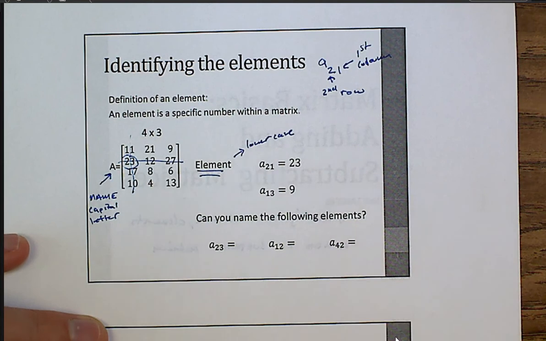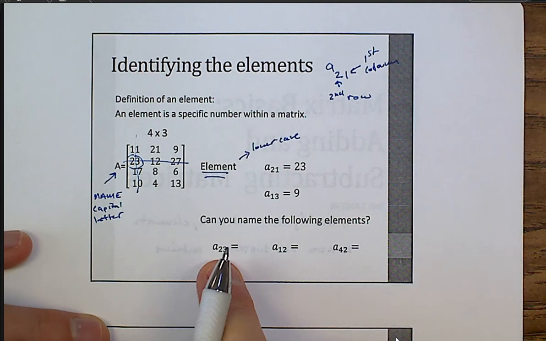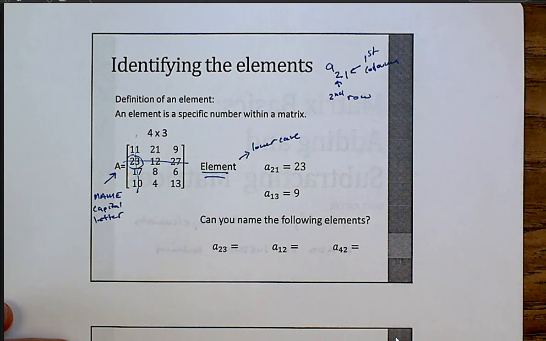Why don't you go ahead and hit pause and try A sub 23, A sub 12, and A sub 42 and check back with me.